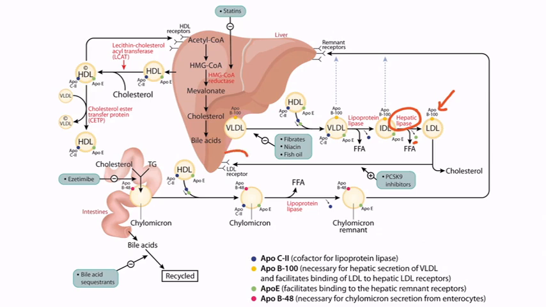You can see these receptors right here. We can also see in the key that ApoB100 facilitates the binding of LDL to hepatic LDL receptors. LDL is unique because it delivers a lot of cholesterol to the tissues. Based off of this information, it should make sense why LDL is often referred to as the bad cholesterol. It's bad because it delivers cholesterol to the tissues.